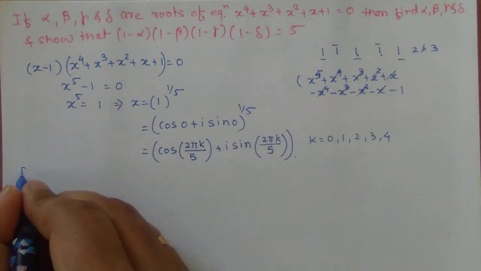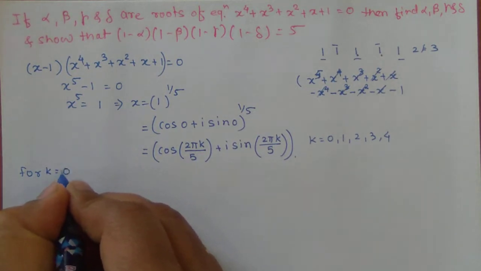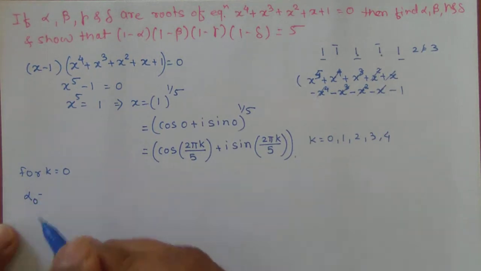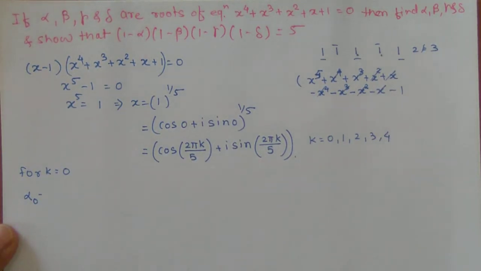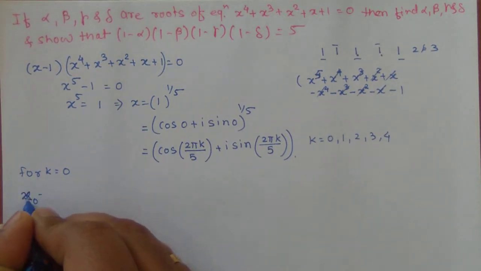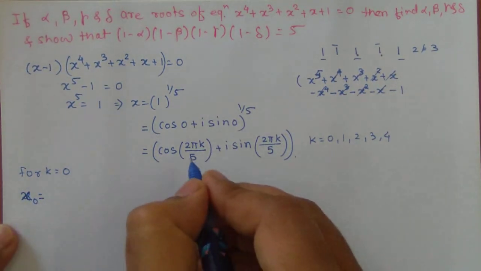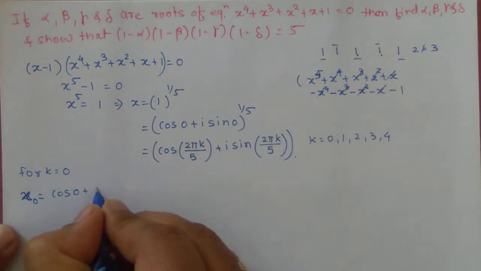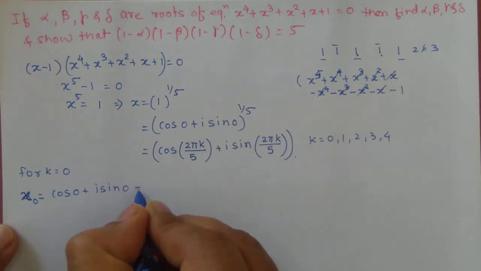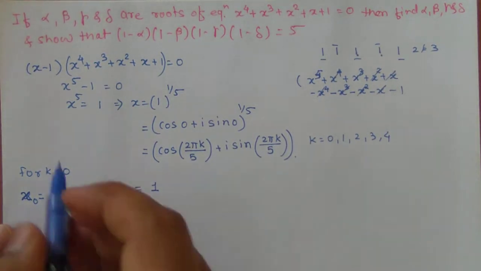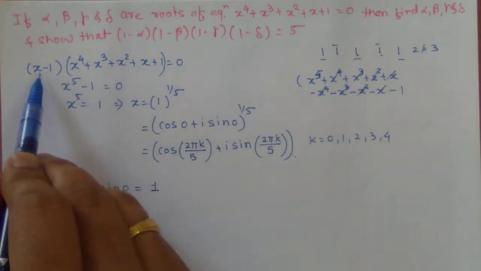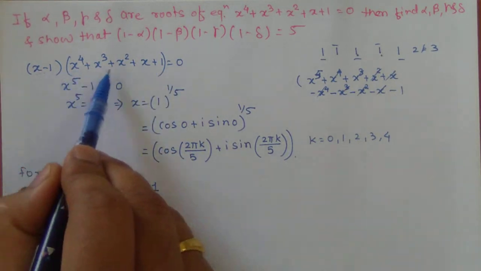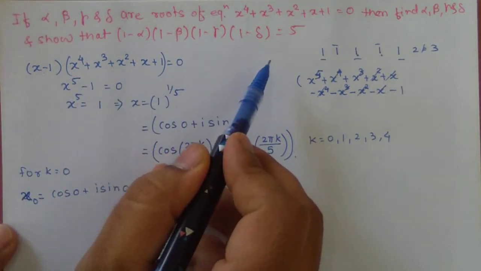Okay, now for k equals to 0, our first value, say x naught. For k is equal to 0, what will happen? When k is 0, we get cos 0 plus i sin 0, which gives me 1 itself. Okay. Now see, look at this product of two brackets. From the first bracket I am getting root x is equal to 1, and from this we get 4 different roots.